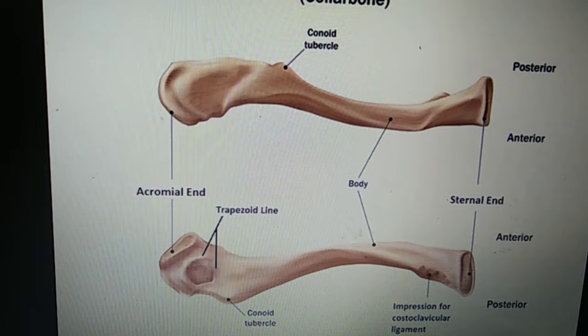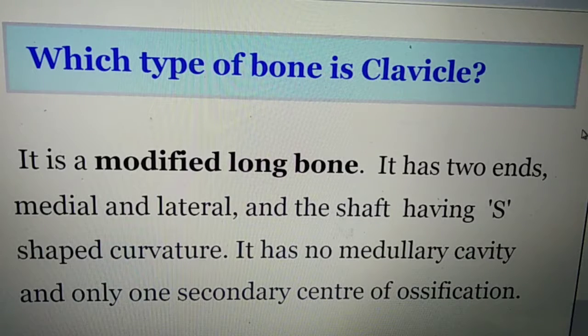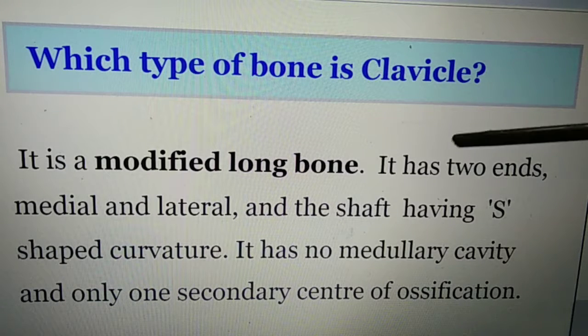Hello friends, and today we are going to study the collarbone, also known as the clavicle. First we will look at the basic questions that are asked in viva. First is, which type of bone is clavicle?